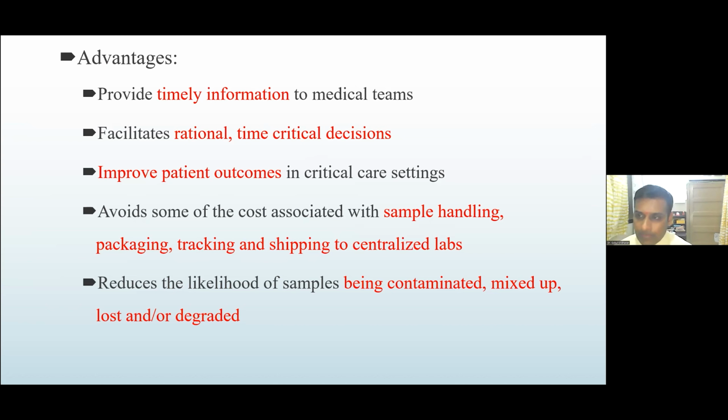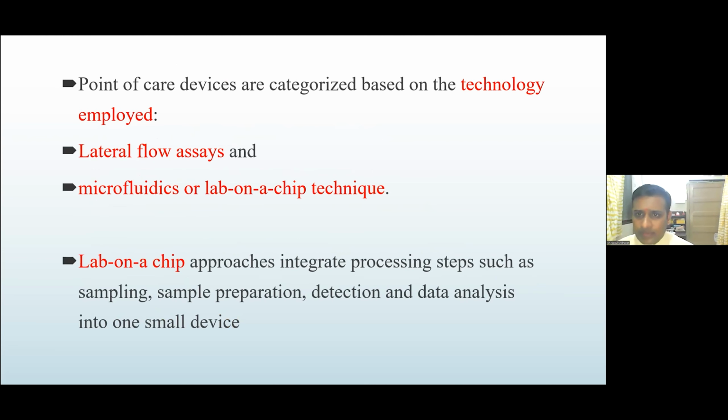But of course, these will be really helpful only if I can tell that there are specific biomarkers for specific diseases. So point of care devices are basically based on two techniques. One is a lateral flow assay, another one is microfluidics or a lab on a chip. So basically the lab on a chip process integrates the processing steps such as sample preparation and detection, as well as data analysis in one small device. That probably helps in identifying a multitude of biomarkers, which can probably provide us a direction in what the disease is or what the patient is going to go through.